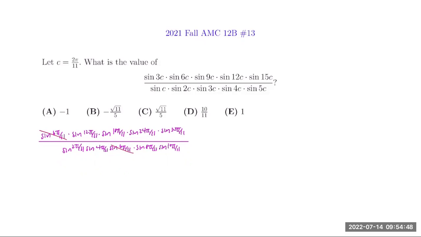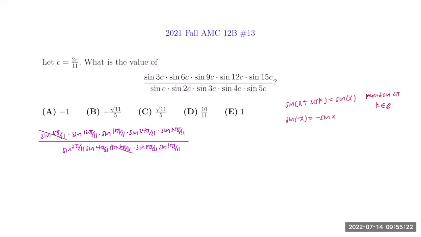Now let's look at some other properties of sine. First off, we know that sin(x + 2πk) is still equal to sin(x) because the period of sine is 2π, where k is an integer. And then we also have that sin(-x) is equal to negative sin(x). Now let's see how we can use these two in our problem.